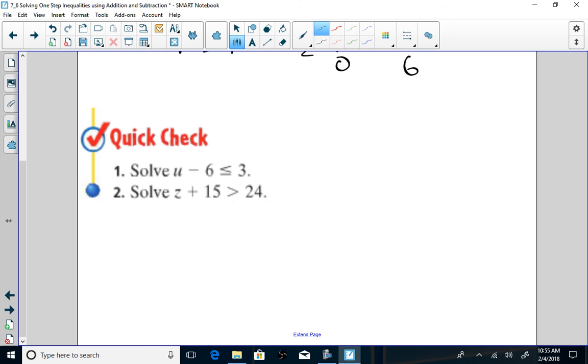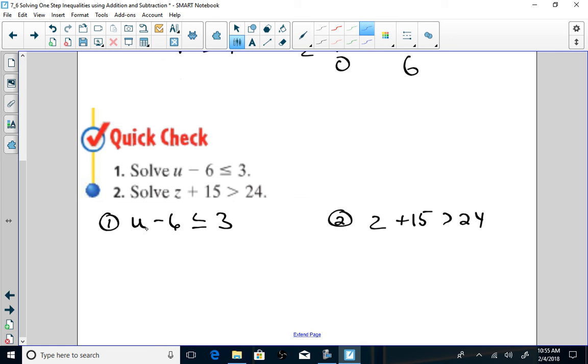You guys can try these two on your own. You can stop the video, give it a shot, see what they're going to look like. I'd say recopy the inequality first, solve it, graph it, and do the same thing with number 2. So I'm going to rewrite number 1 here. U, take away 6, less than or equal to 3. Do number 2 here. Z plus 15 is greater than 24. So I'd say stop the video and try it on your own, and then start it back up when you're done. All right, but I will continue.